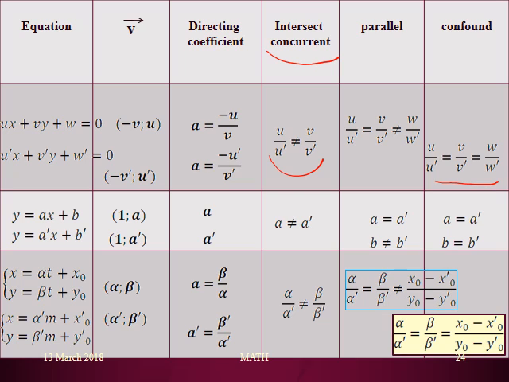Second, two Cartesian equations in reduced form. Two lines intersect if a does not equal a prime. If a equals a prime and b does not equal b prime, then the two lines are parallel. If a equals a prime and b equals b prime, then the two lines are coincident.